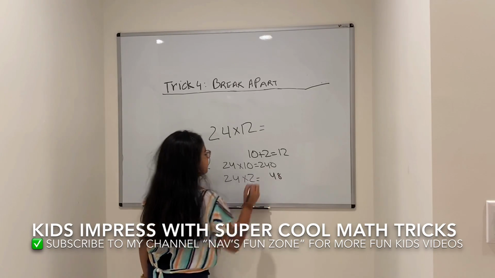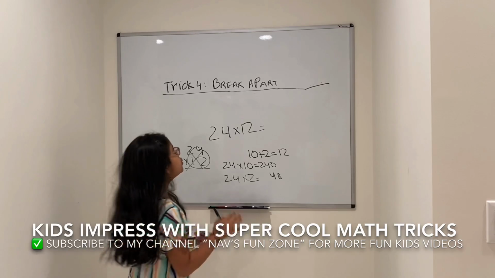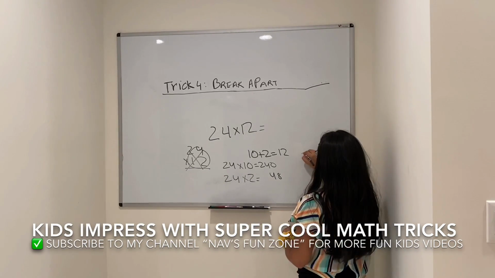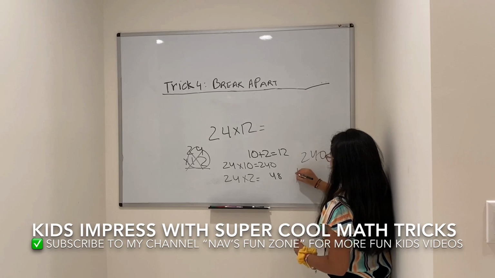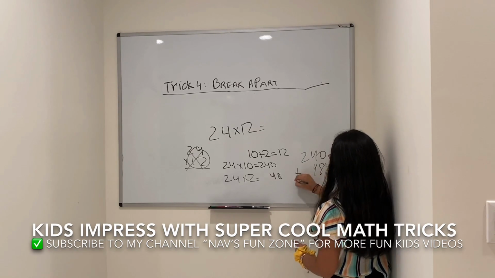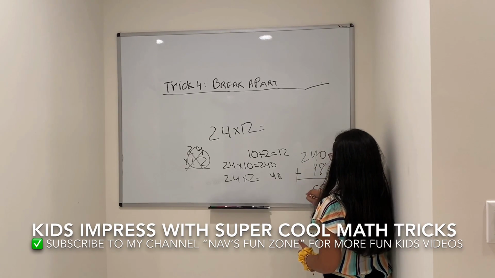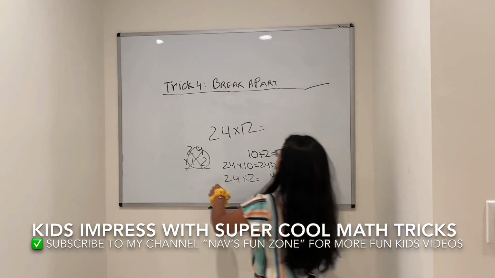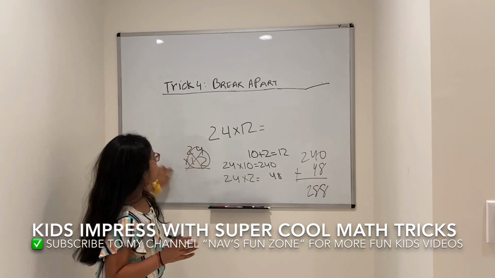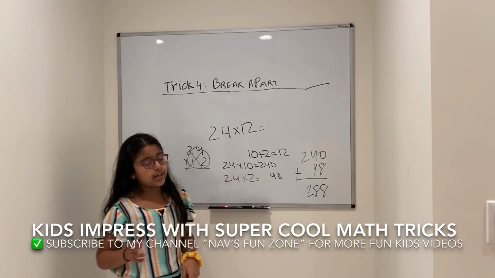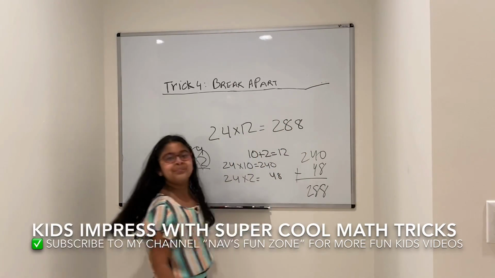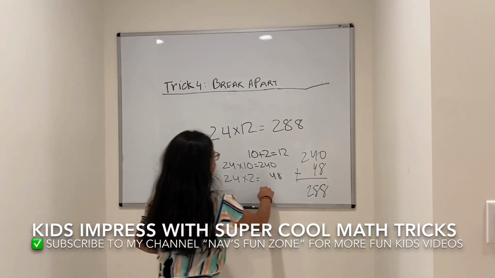And you will add 240 and 48. So let's do it. 240 plus 48 is equal to 288. So instead of doing this multiplication, you could just do break apart multiplication and you can get 288. I'll give you another example.